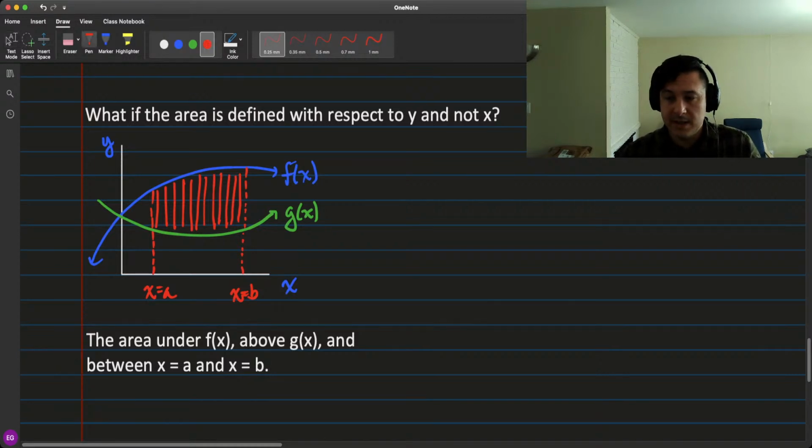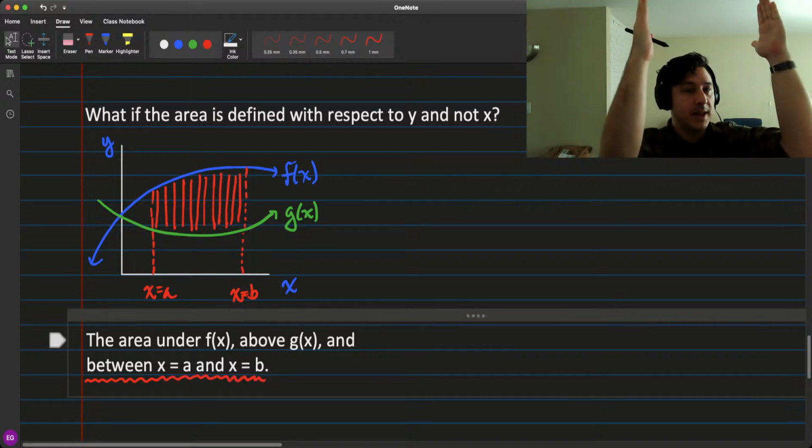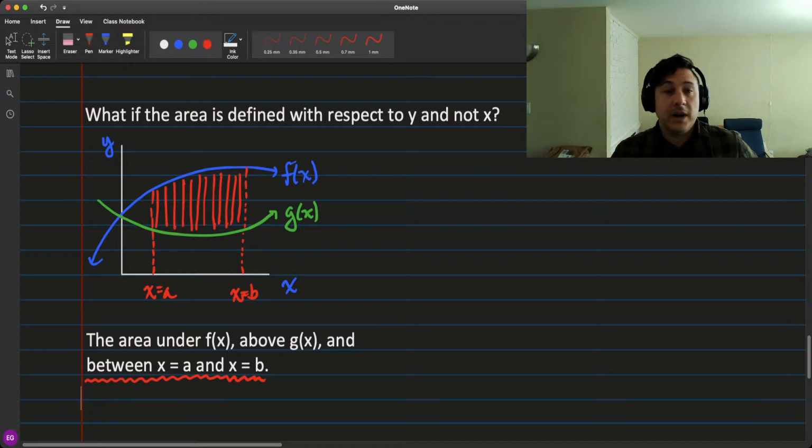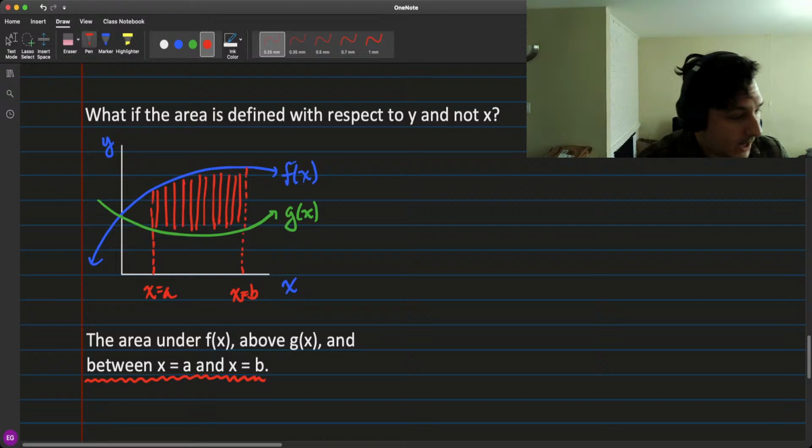Notice the between x equals a and x equals b, it's defined with respect to x. Those are the vertical lines, right? That will tell you what you integrate between. So that's what I mean by defined with respect to x. What we're going to be interested in now is, what if you define it with respect to y?